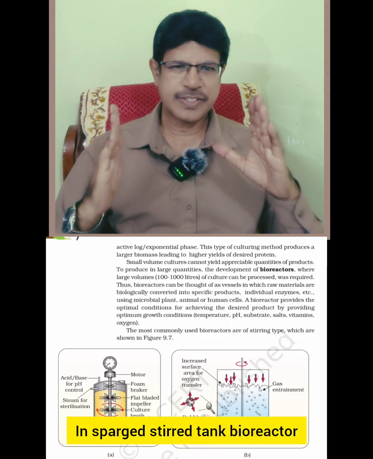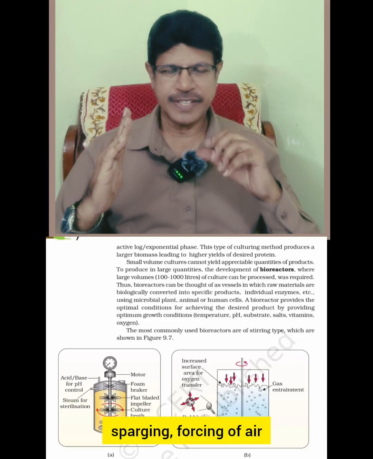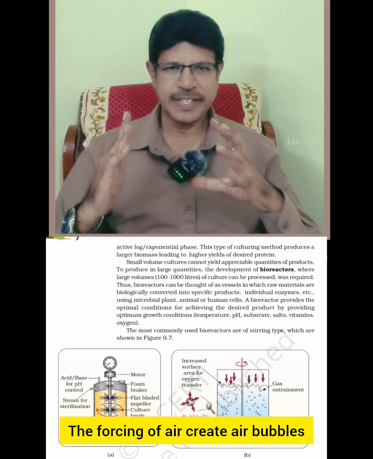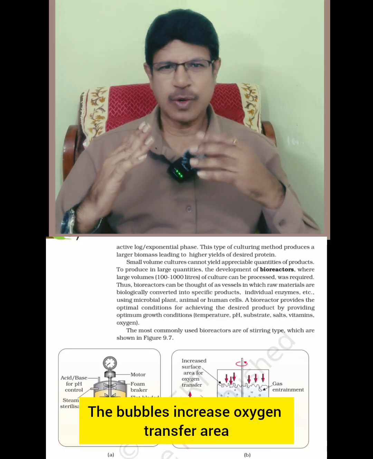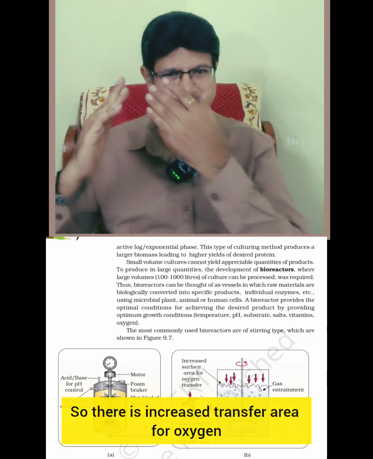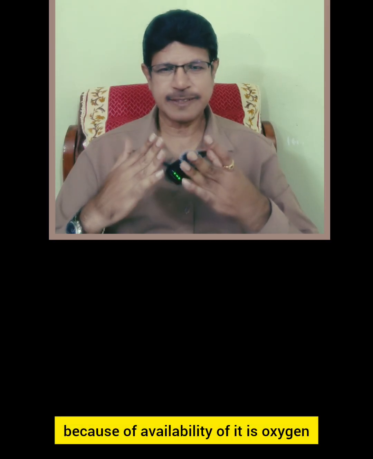Next, the sparged stirred tank bioreactor. In the sparged stirred tank bioreactor, sparging is the forcing of air. The forcing of air creates air bubbles. The bubbles increase the oxygen transfer area. So there is an increased transfer area for oxygen and there is gas entrainment. So further there is a large production because of the availability of oxygen.